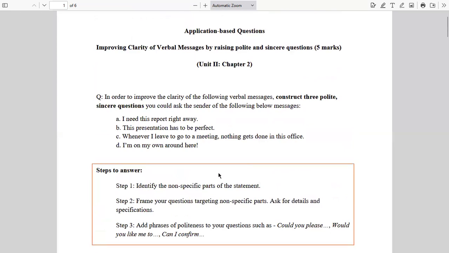I hope that this video was helpful in making you understand how to attempt this application-based question. Please note that this is an easy to attempt question, easy to score question, but easy to lose question as well. You can lose marks easily if you have not understood the right way to crack the question. So I'm sure this video would have been helpful.